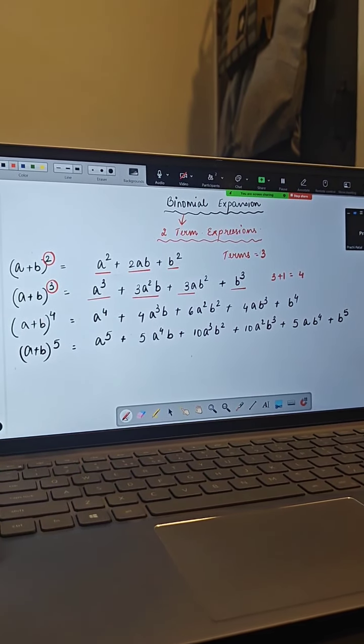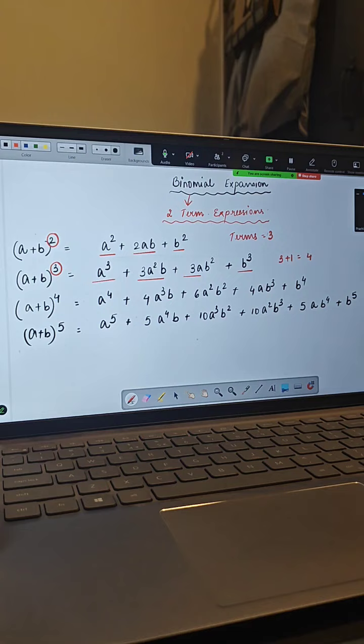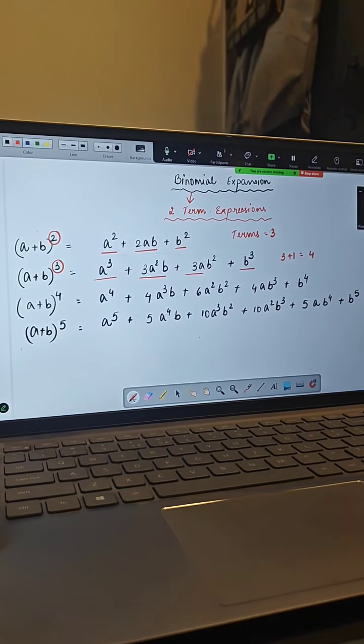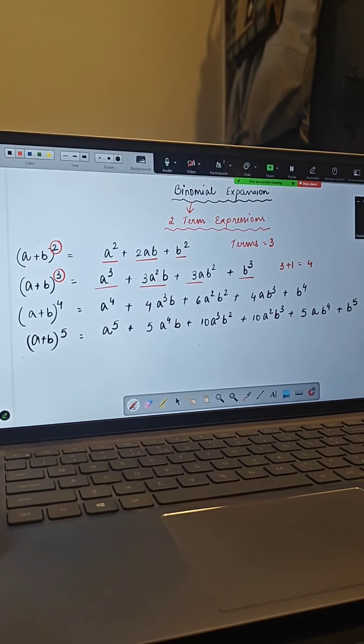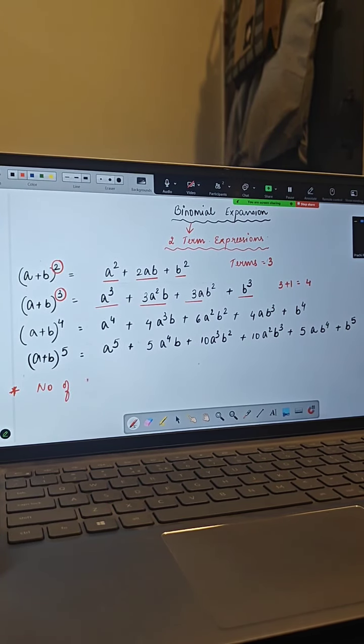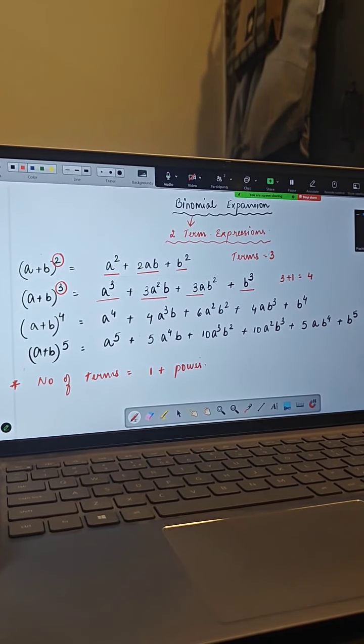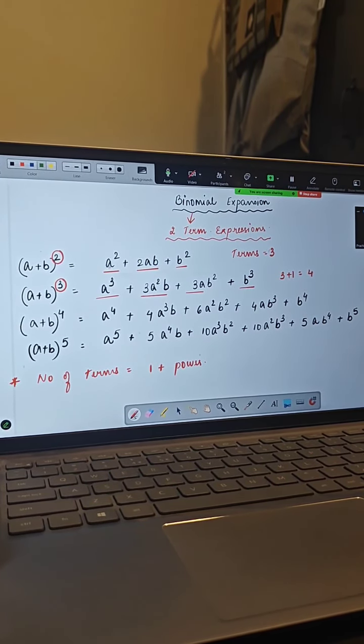Whatever the power is, if I have a plus b to the power of, let's say, 96, and I ask you how many terms that expansion will have, it will have 97 terms. Okay, one more than the power. So that's your first observation: the number of terms will be 1 plus the power. Correct? Is that clear?